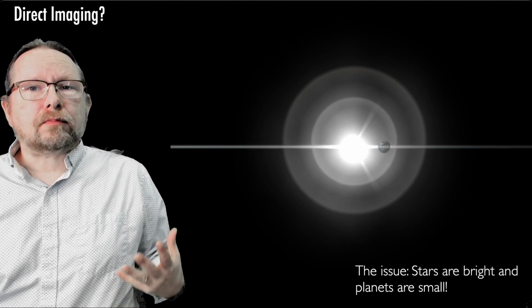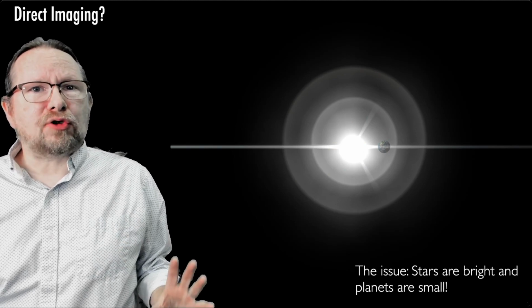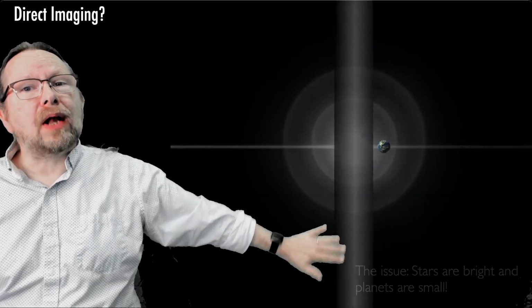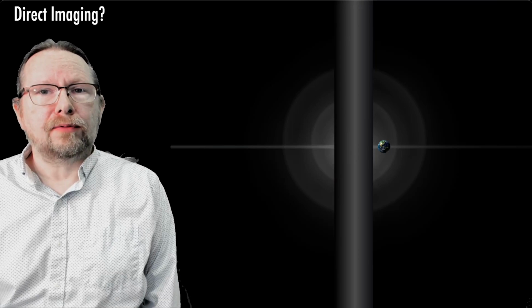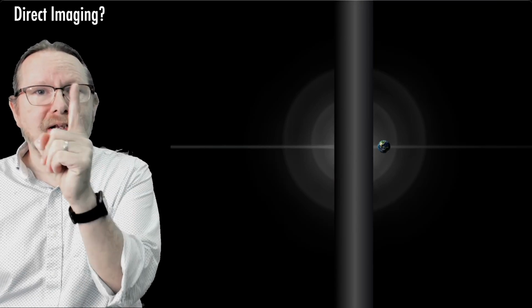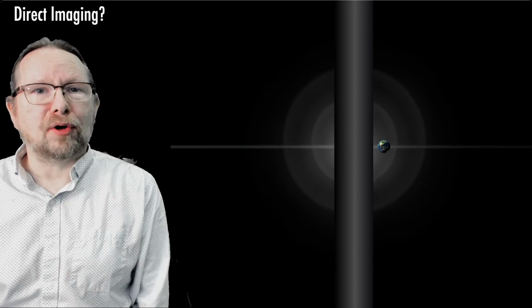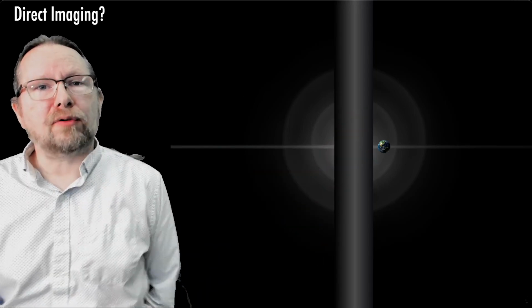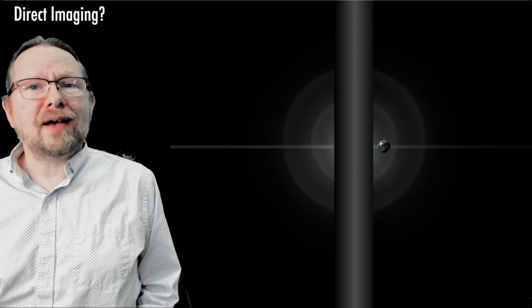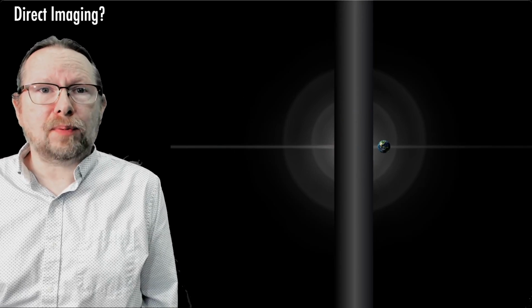So we can do some things to try to make this process easier. One of the things we can do is we can block out the light of the star with just a little linear, a little crosshair in our telescope, and we can try to see the light reflected off that planet directly. That works in some cases. We have detected a handful of planets this way.